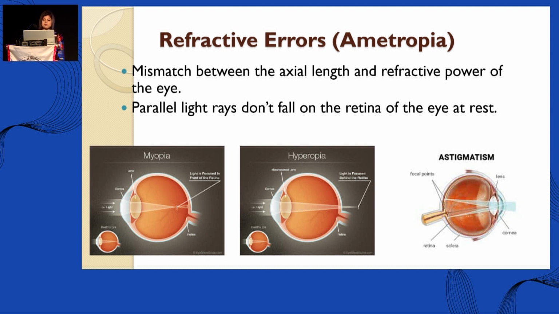In contrast, in astigmatism, these parallel rays focus into 2 focal points rather than 1 focal point. We can further classify astigmatism into irregular astigmatism and regular astigmatism. Regular astigmatism, again, we can classify into with-the-rule astigmatism and against-the-rule astigmatism, as we are all aware.